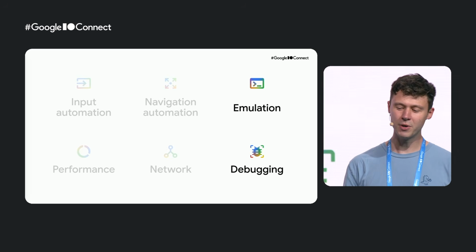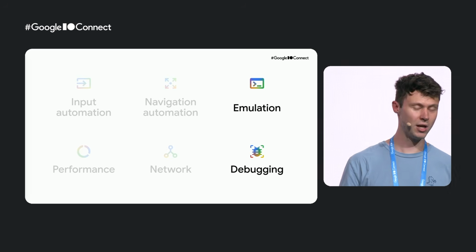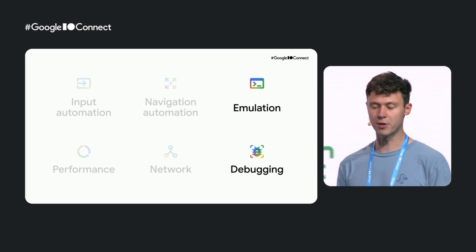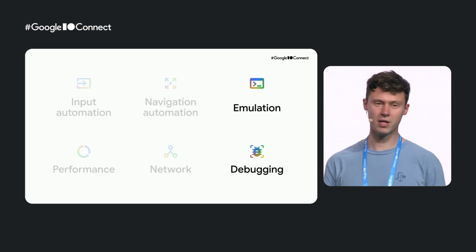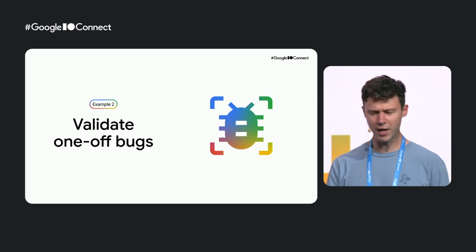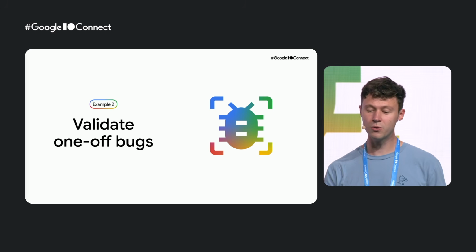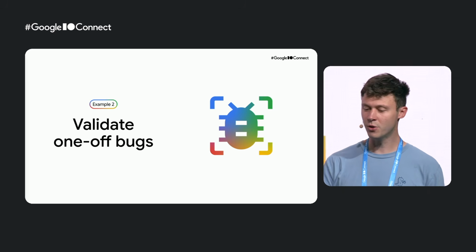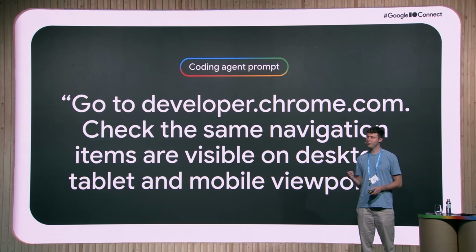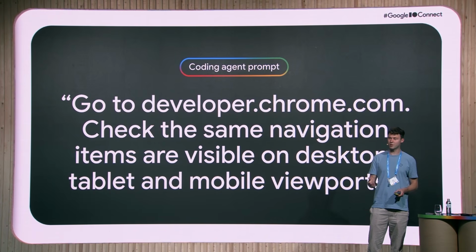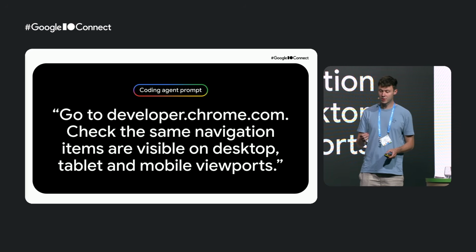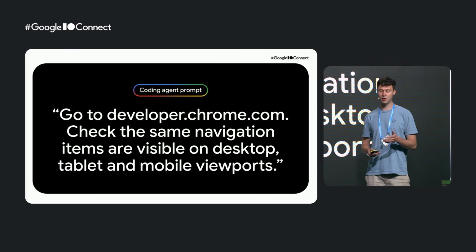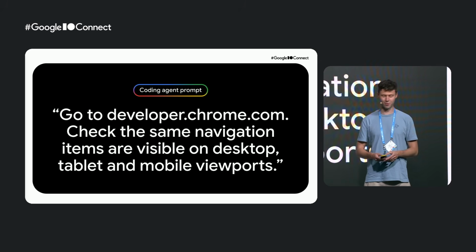For the next example, we are going to combine emulation tools, which allow DevTools for Agents to change the viewport size, for example, and debugging tools like taking a screenshot. Combining them enables your coding agent to do one-off bug validation. So before you manually go through a bug's verification process, let your agent do the work for you. For example, if you have a report about not all navigation items showing up across all screens, you can prompt: go to developer.chrome.com, check the same navigation items are visible on desktop, tablet, and mobile viewports.